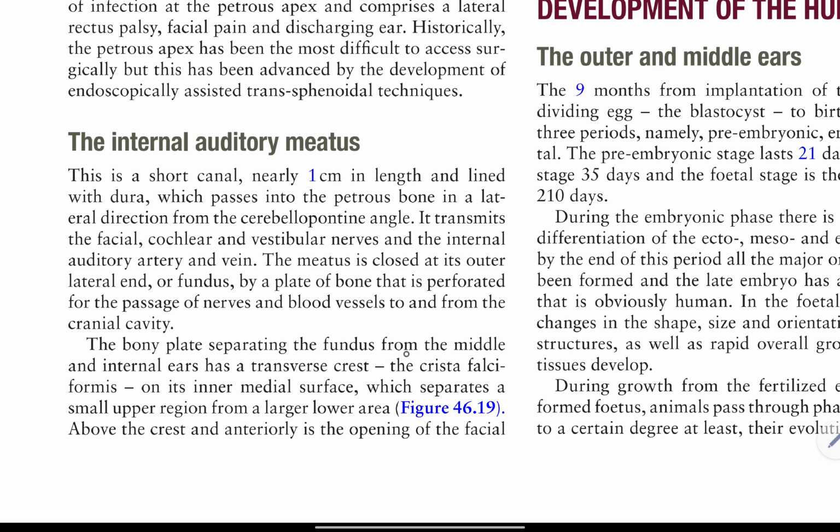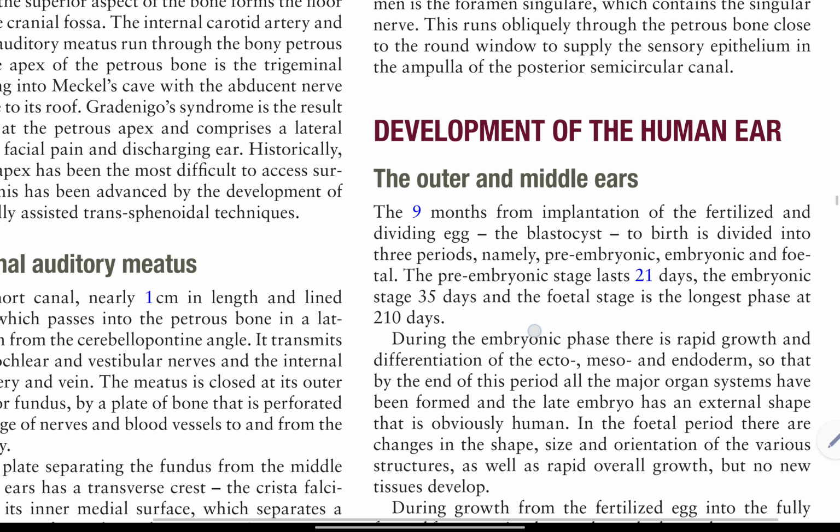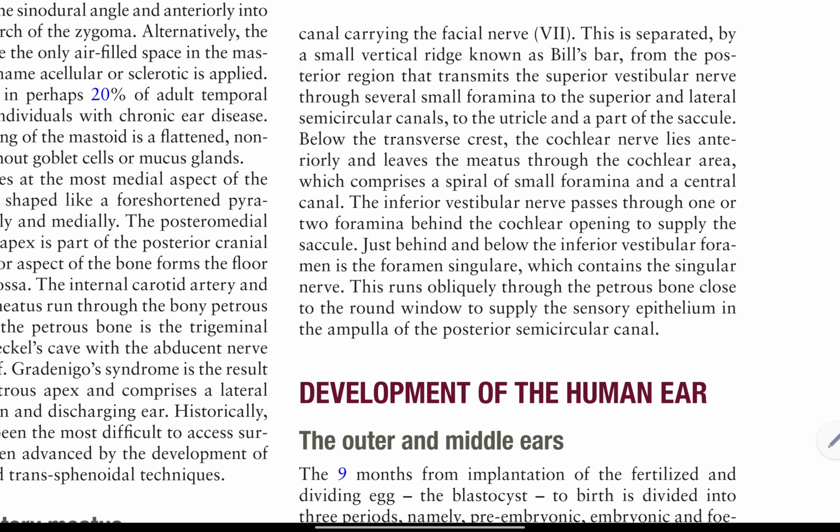The bony plate separating the fundus from the middle and internal ears has a lateral transverse crest, the crista falciformis, on its inner medial surface, which separates a small upper region from a large lower region. Above the crest and anteriorly is the opening of the facial canal carrying the facial nerve 7. This is separated by a small vertical ridge known as Bill's bar from the posterior region that transmits the superior vestibular nerve through several small foramina to the superior and lateral semicircular canals, to the utricle and a part of the saccule.